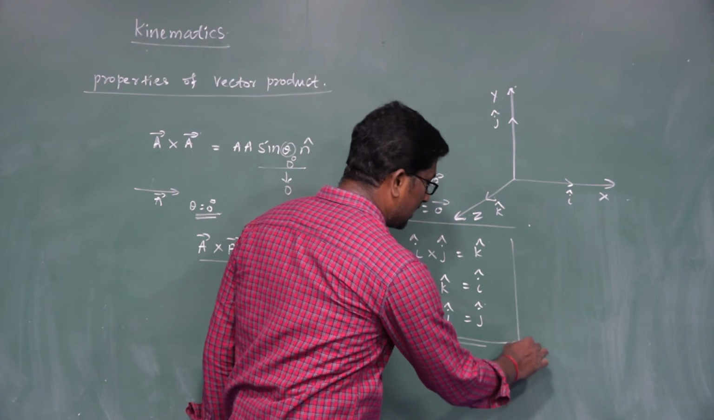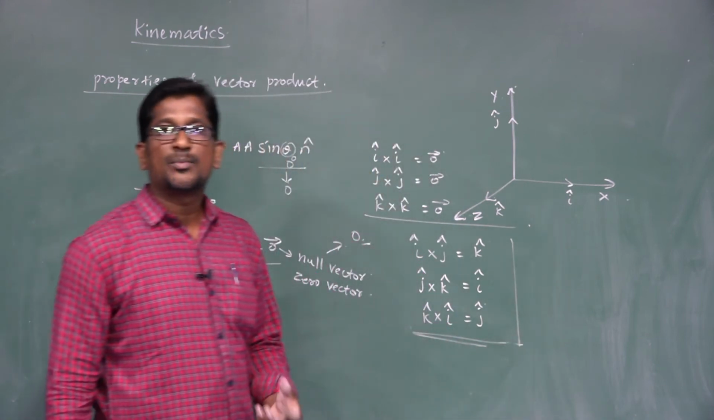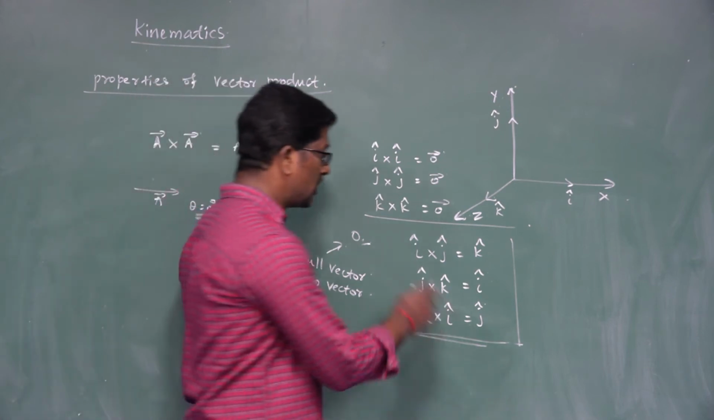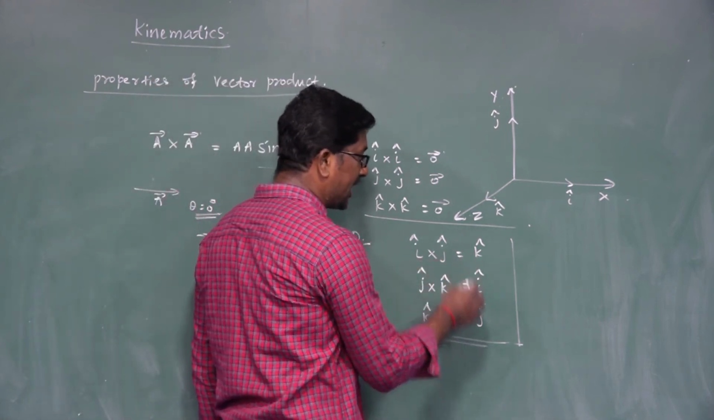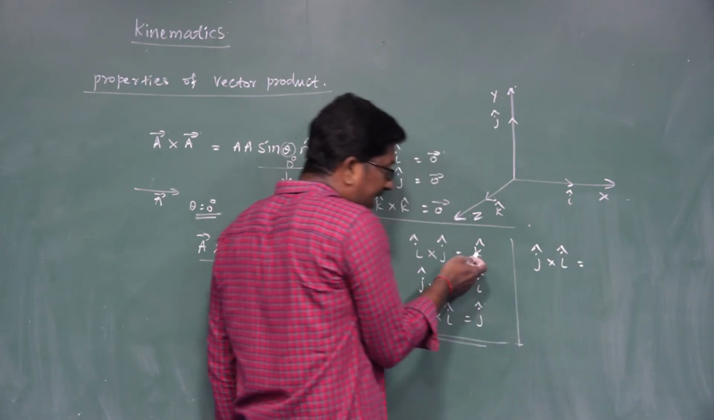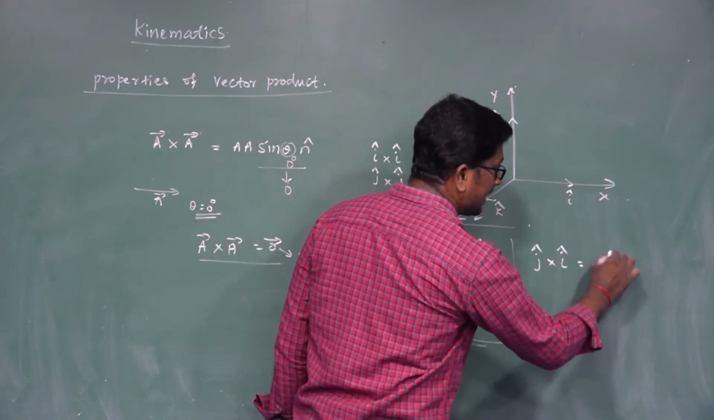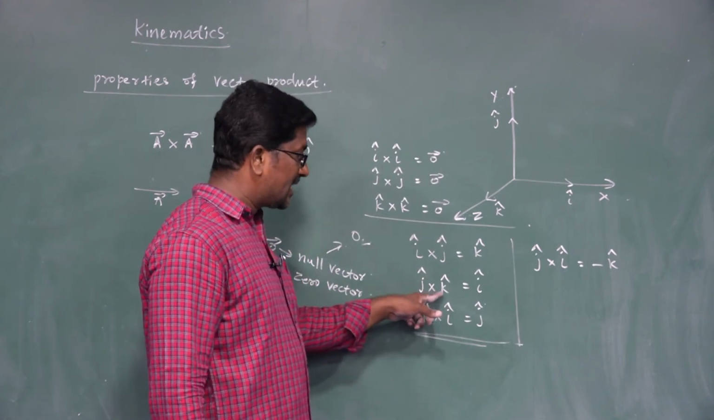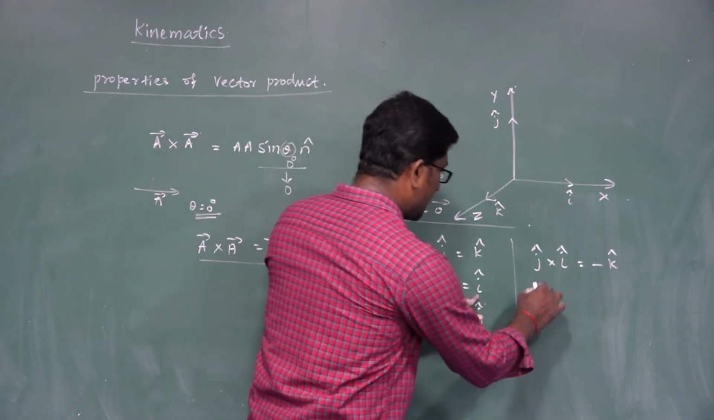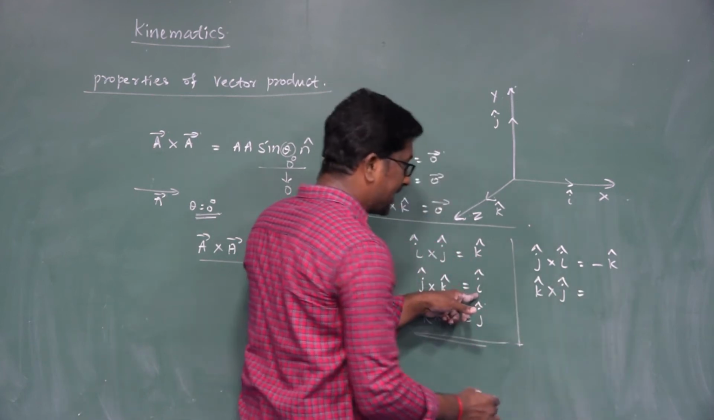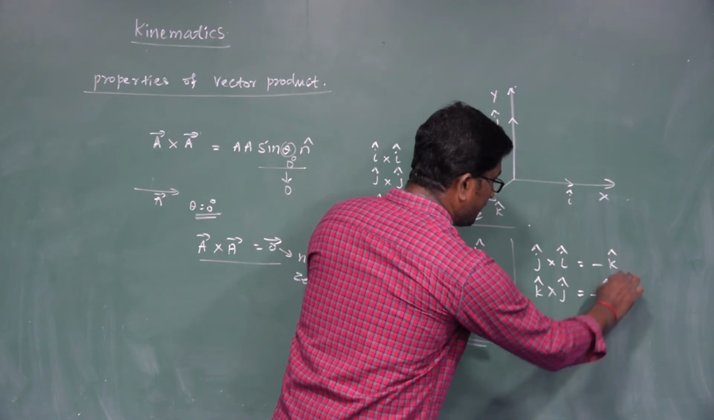But already we know that the vector product of two vectors is not commutative. So i cap cross j cap is equal to k cap, but j cap cross i cap is not k cap, it is minus k cap. Similarly, j cap cross k cap is equal to i cap, but k cap cross j cap is not i cap, it is minus i cap.